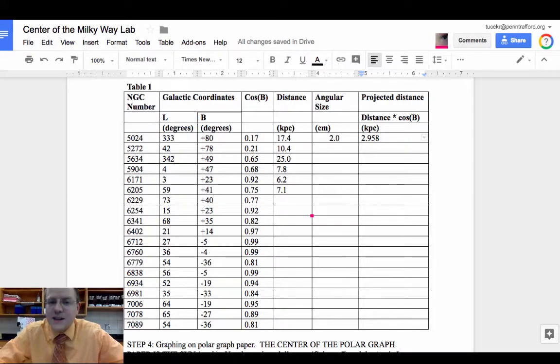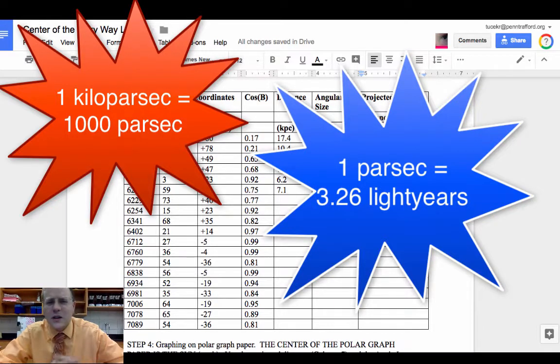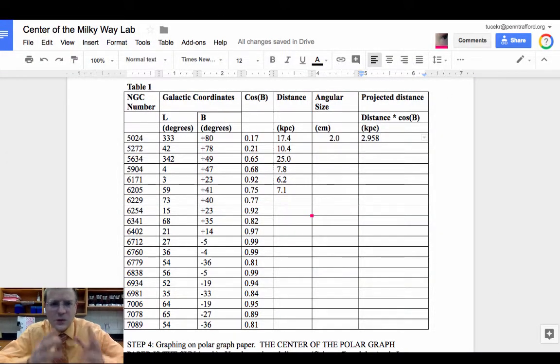A kiloparsec is 1,000 parsecs, and a parsec is really just 3.26 light years. So it's another way of just trying to measure distances in space without giving you very, very large numbers. So this cluster is 2.95 kiloparsecs away.